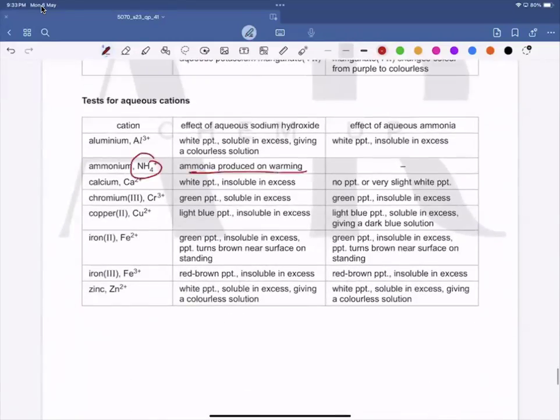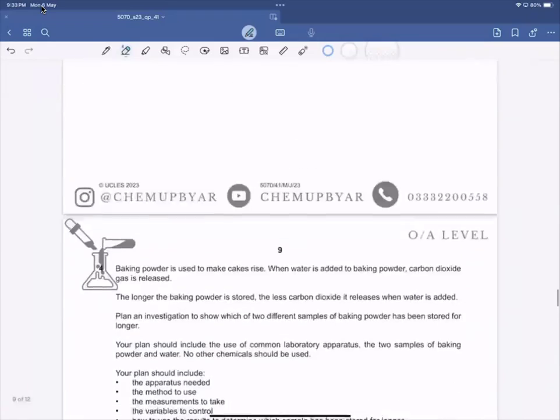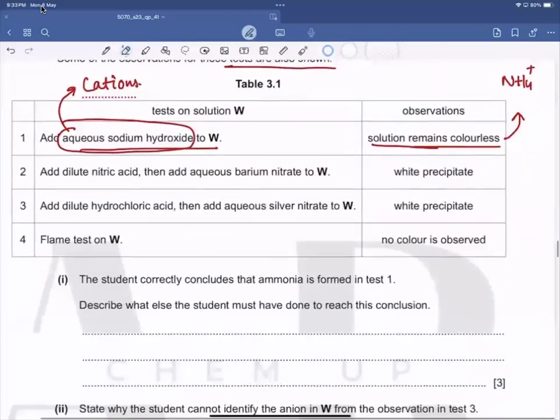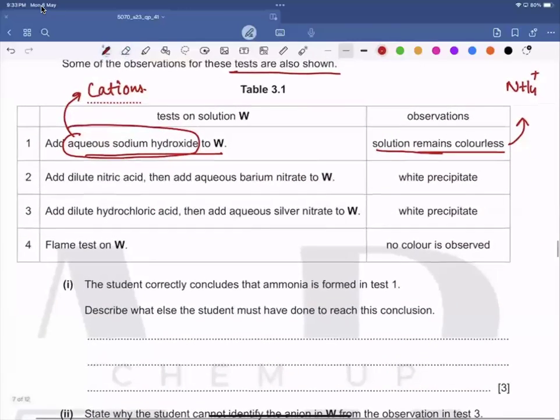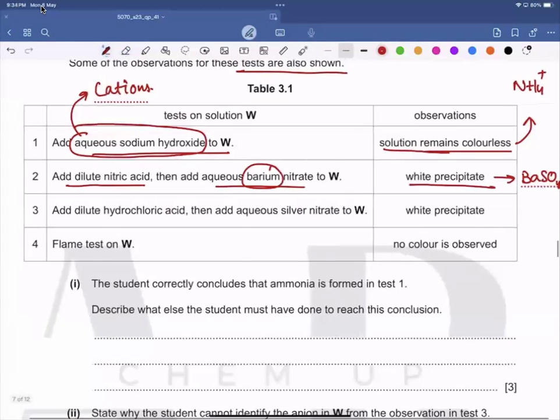For ammonium, ammonia is produced on warming with sodium hydroxide, but we see no color. So when no color change and no precipitate is observed on adding sodium hydroxide, it clearly means that there might be an ammonium ion. Add dilute nitric acid and then barium nitrate: white precipitate. These white precipitates are of barium sulfate, which means that W might contain a sulfate ion.